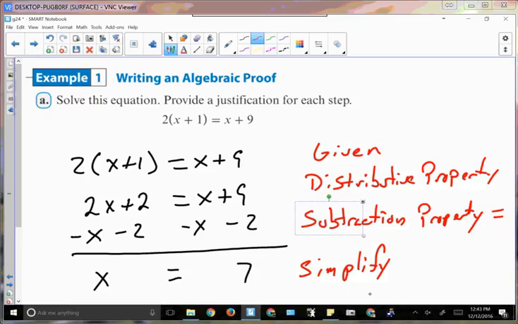This is an algebraic proof. That is a justification for each step. Now, if I can't justify the step that I'm doing, then I can't go and do that. That's just what it is. So it's kind of like understanding and knowing the procedure for doing a problem.